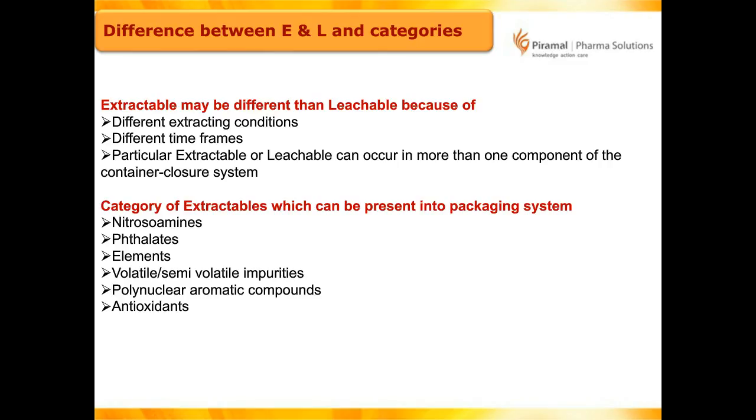Now, what are the different categories of extractables which can be present in the packaging system? The different categories of components are nitrosamines, phthalates, different elements, volatile impurities, semi-volatile impurities, then polynuclear aromatic compounds and antioxidants. These are the various categories of extractables which can come out in your drug product when you start doing the leachable study. All these categories are mentioned in the PQRI guidelines. They have a stringent limit for these kinds of components. If these components are present, we need to follow the guidelines and, as per the dose calculation, quantify all these components.